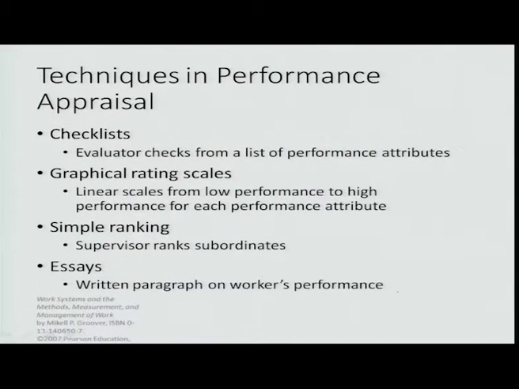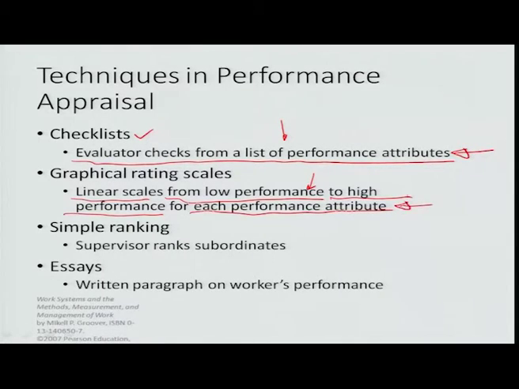If you look at some of the techniques associated with performance appraisal, there could be very objective checklists. This is a technique where an evaluator checks from a list of performance attributes whether the employee complies with some of these attributes. I'll give you an example just about one or two slides later. There are also graphical rating scales, which are linear scales starting from the lowest performance index to the highest performance index. Okay, and this is done for each of the performance attributes, so that there is an idea of where the employee falls and what his traits, weaknesses and strength areas are, and so on and so forth.